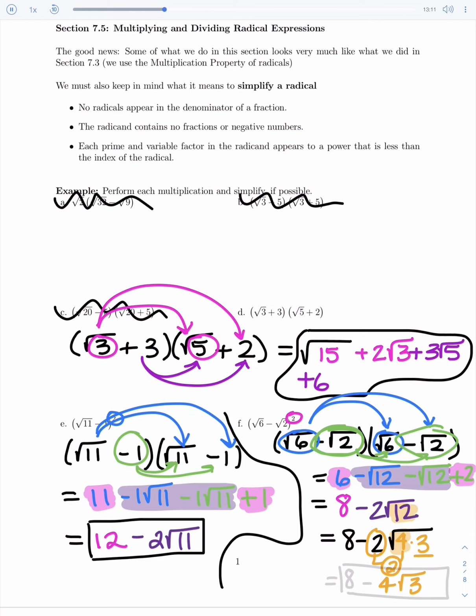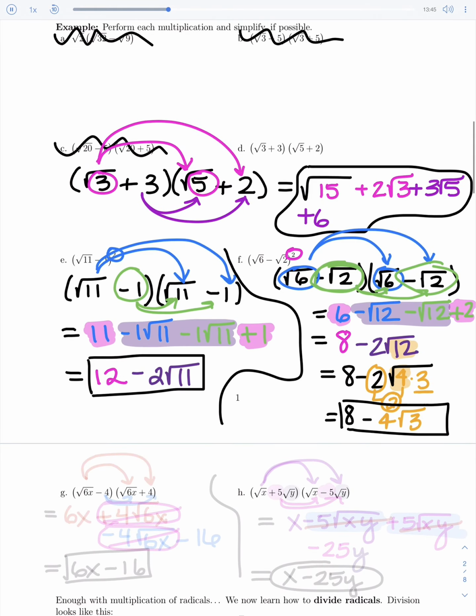Now that 8 that was out in front will not change. It's going to stay the same. Again, just like we were talking about a second ago, the 8 and the 4 cannot be subtracted because they are not like terms. It's not just a 4. It's 4 square roots of 3. And the 8 doesn't have a square root of 3 attached to it, so they aren't like terms. You have to leave it as is, as 8 minus 4 square roots of 3. That is your final answer.